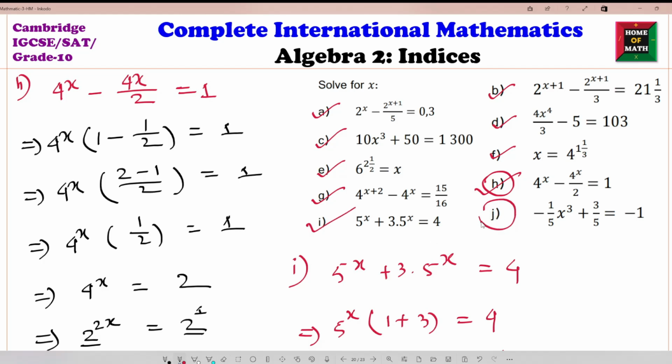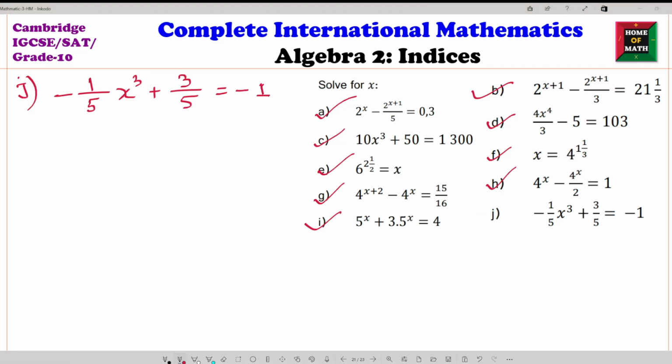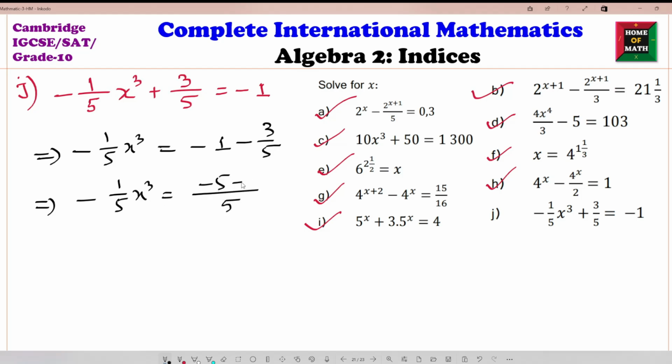And the final one, this is J. Let's start. J: minus 1 by 5 times x cube plus 3 by 5 equals minus 1. Very simple: minus 1 by 5 x cube, and this 3 by 5 we transfer to the right side. So here is minus 1 and again minus 3 by 5. Here is minus 1 by 5 x cube, and we make the LCM, so minus 5 minus 3, so minus 1 by 5 x cube equals minus 8 divided by 5.